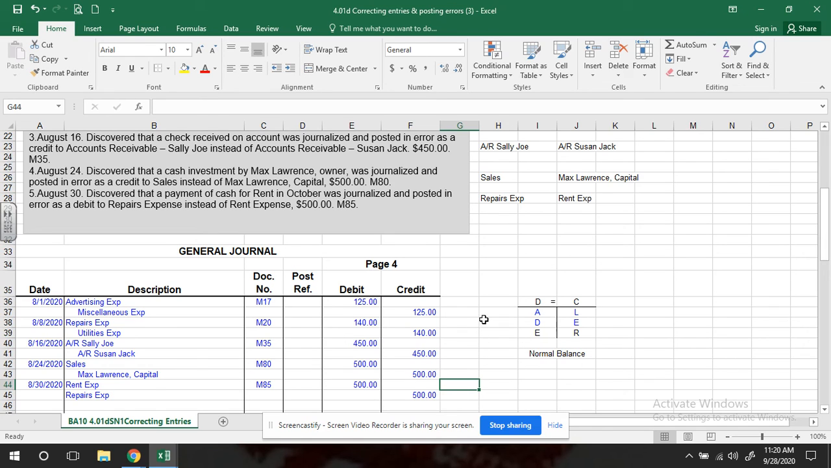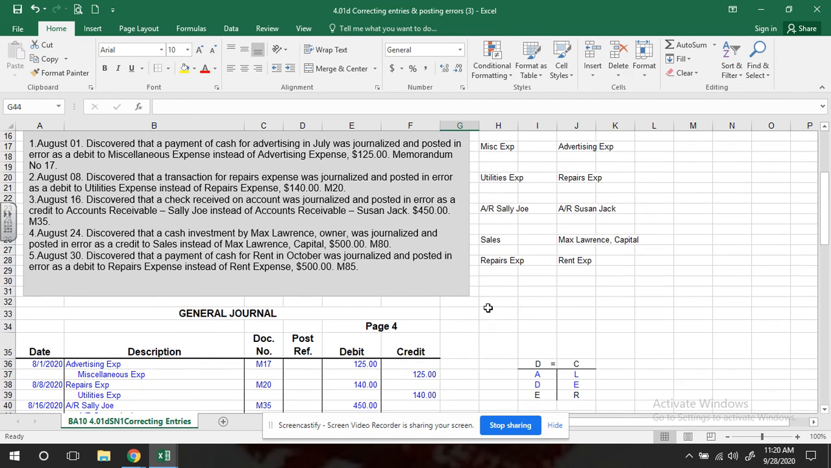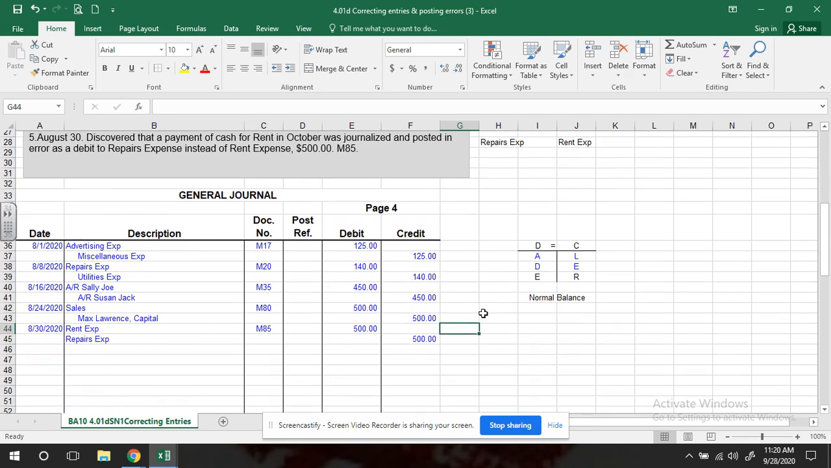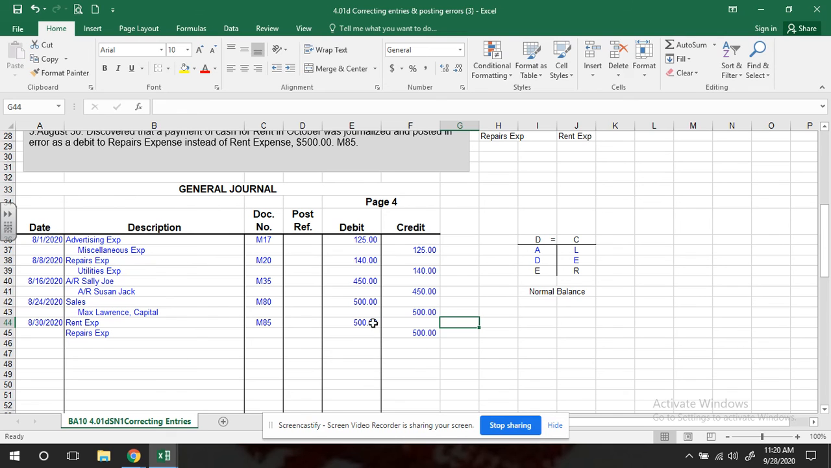Now that's the end of that assignment. I hope you understand this. All we had to do was figure out where they made the mistake, take it out of that account, and put it into the correct one. And that's what these two columns are for me. You find what works for you in organization so that you can see what's happening and that you can make the corrections the correct way. And then it goes into your general journal like this.